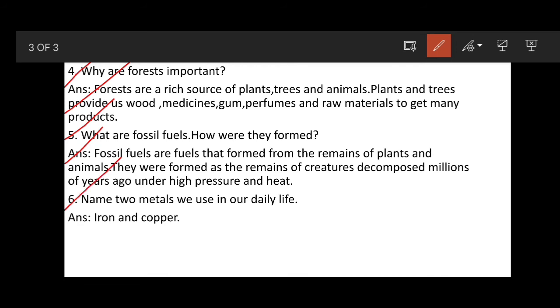Question number 6. Name 2 metals we use in our daily life. The answer is iron and copper. Iron and copper are the 2 metals. It means iron and copper are minerals. So these are metallic minerals. Iron and copper are the 2 metals which we use in our daily life.